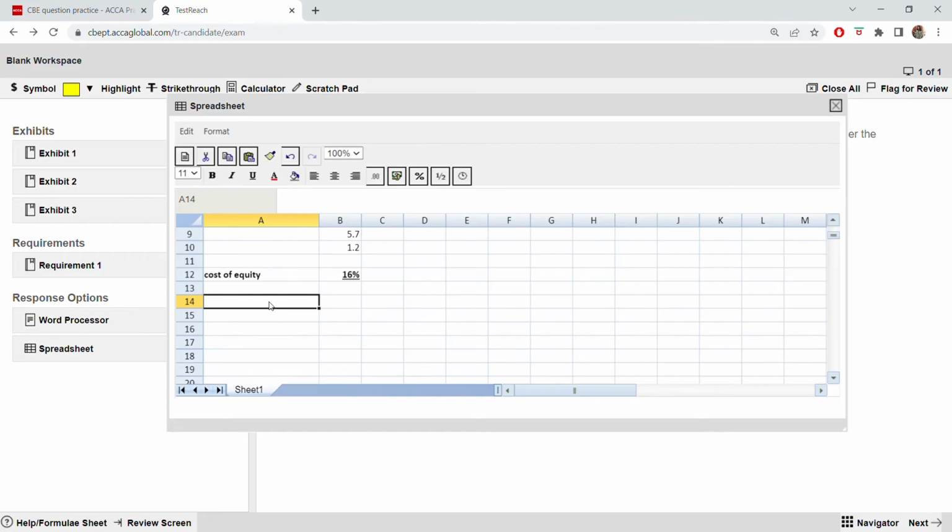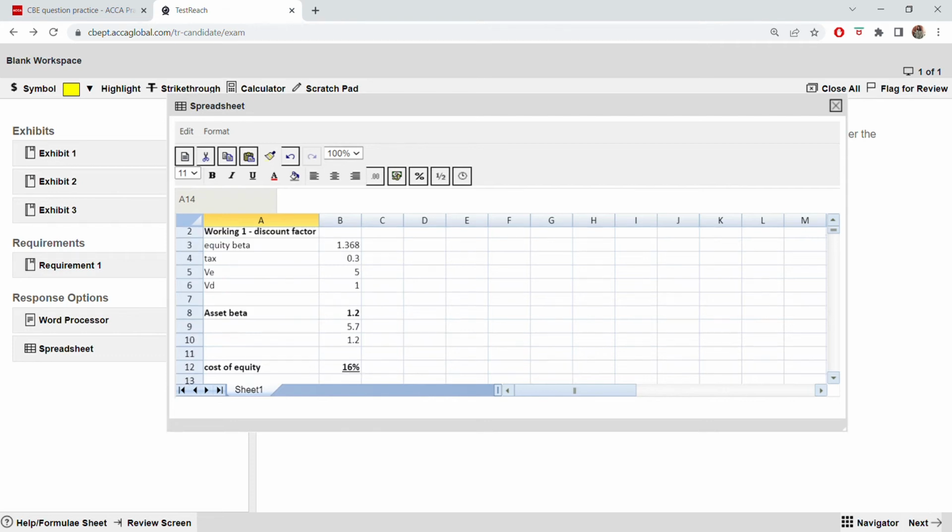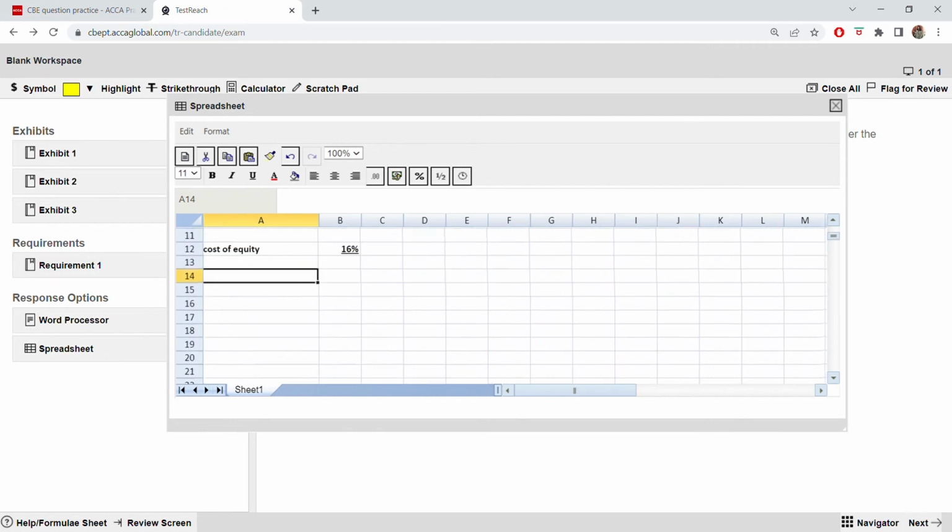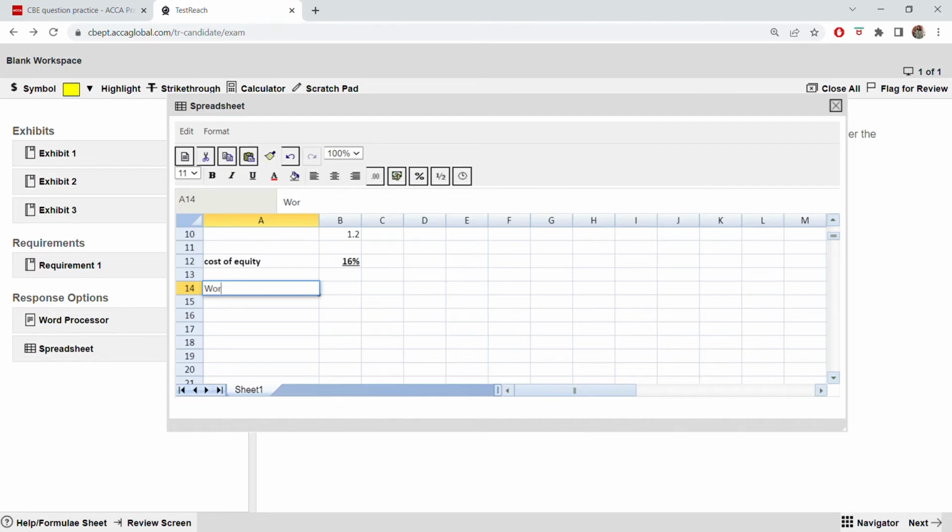What else do you need? Tax allowable depreciation. This you can label as working 2. You can do it in any order, it does not matter. Tax allowable depreciation could be working 1 and WACC could be working 2. It's okay, but you have to label it. Working 2 is what? You can write TAD, it's understood.